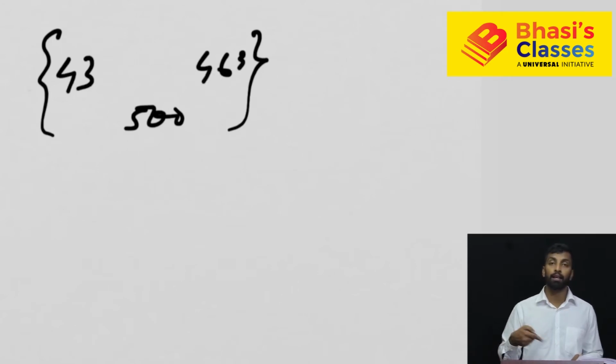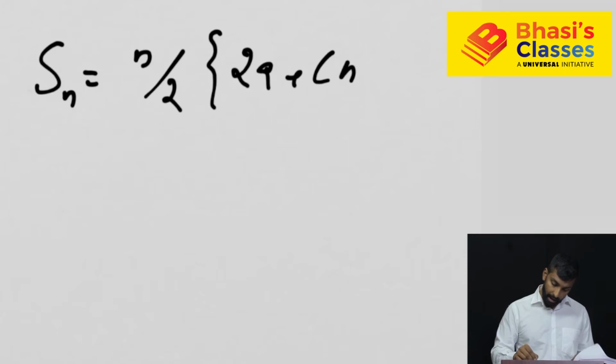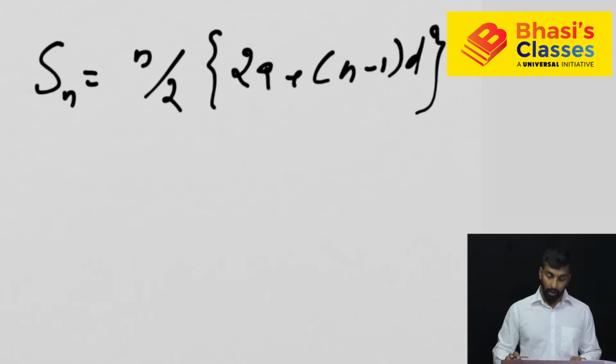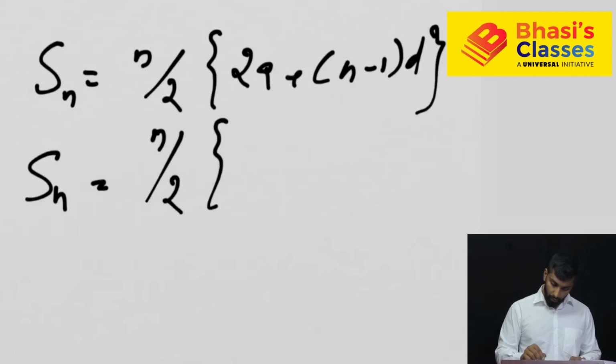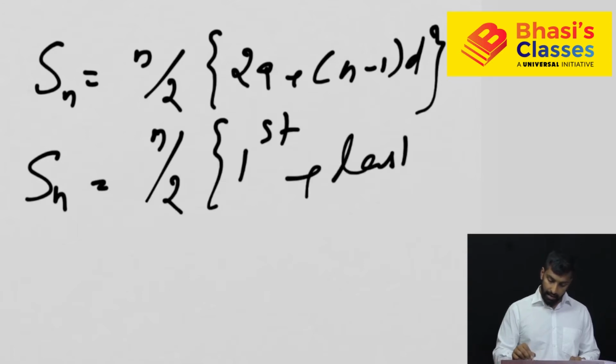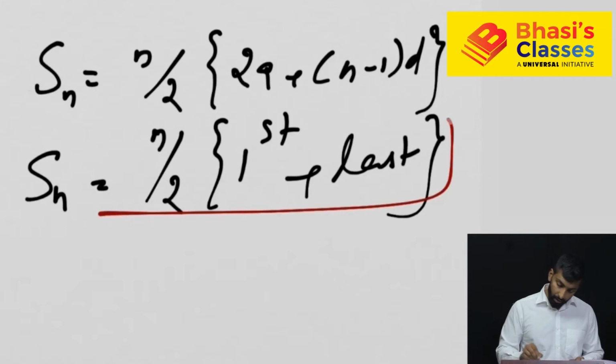What is the sum of the possible numbers? So basically it is the sum of an AP. Now what is the sum of an AP? Sn can be represented as n by 2 into 2a plus n minus 1 into d. You also have another formula, n by 2 into first term plus last term. This is applicable when you know the last term.